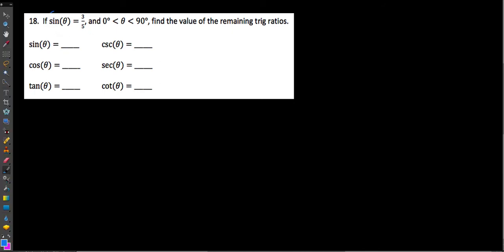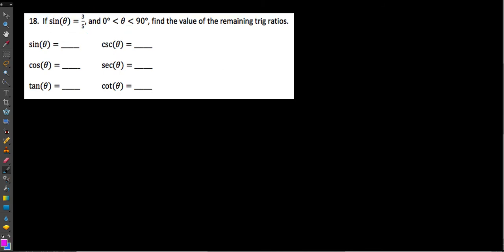Last video, we're still going to look at evaluating trig functions of any angle, but this is a pretty common situation where we're actually given one of the trig ratios up front. In this particular case, we notice that we already know the sine value of our function is 3 over 5. We're also told that our angle is between 0 and 90 degrees. What we want to do is find the remaining trig function values that we haven't yet found.